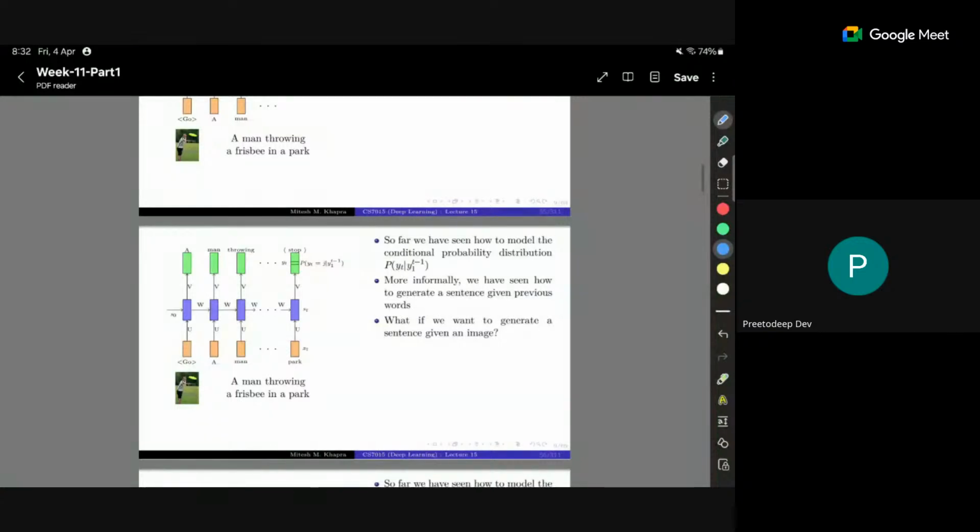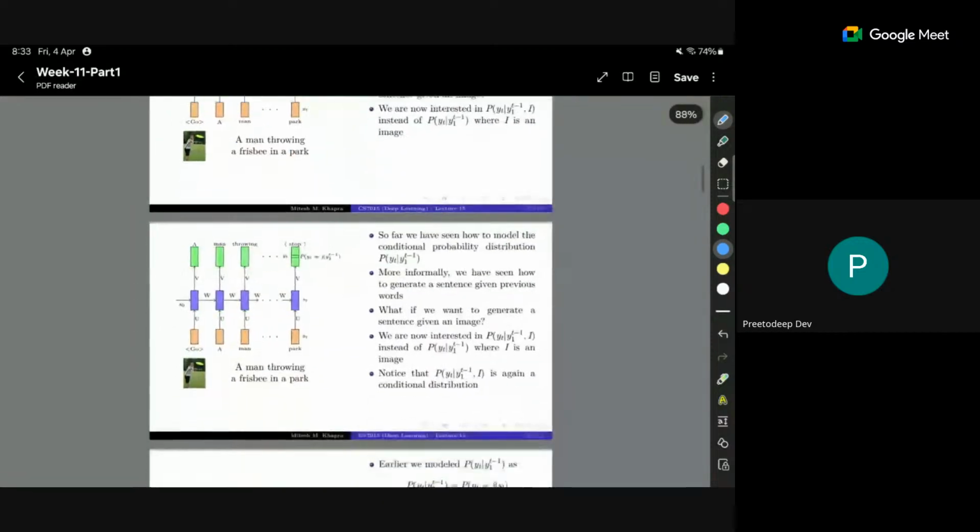So we can give this image as S0, and then we can have all the vectors, like go, which is what I wanted to predict, right? So I'll send go, and it will produce first a, then in the second time step it will produce man, then in the third it will produce throwing, in the fourth and then stop, right? So we'll have a sentence being produced like this. This is how the training can happen.